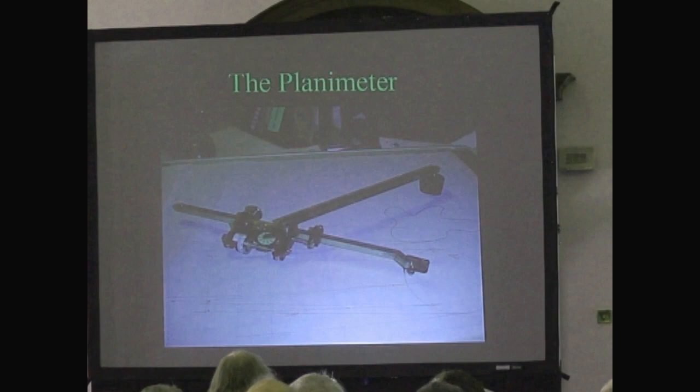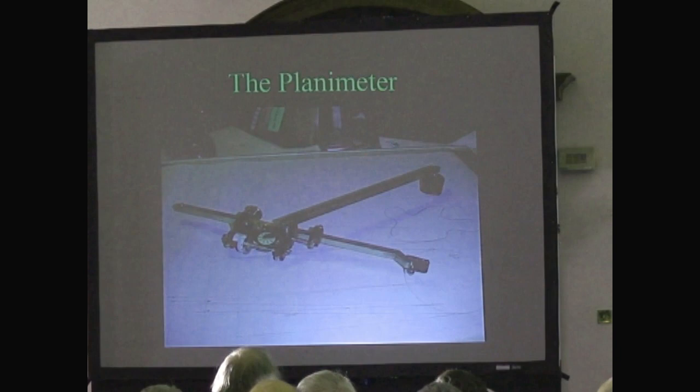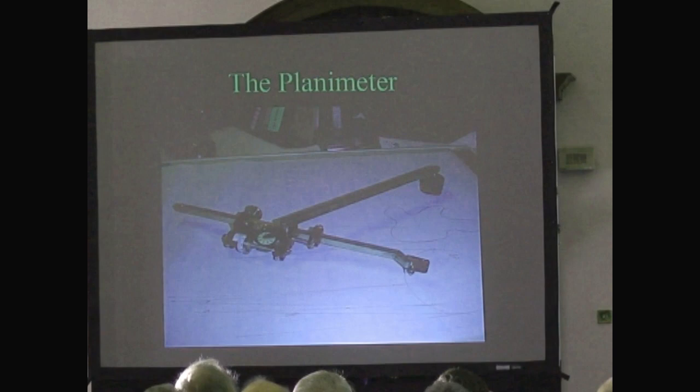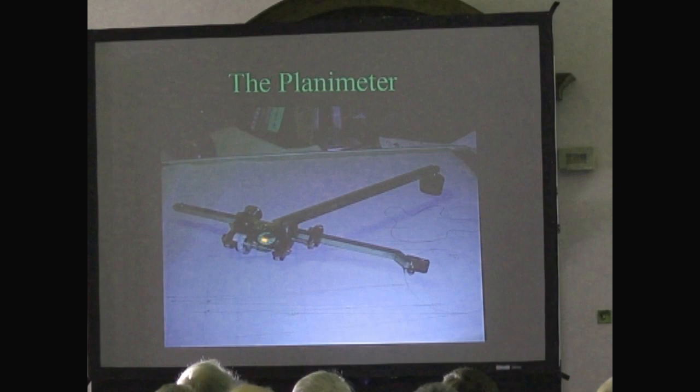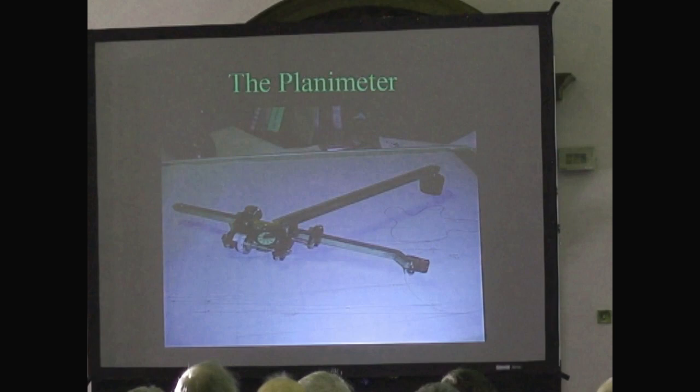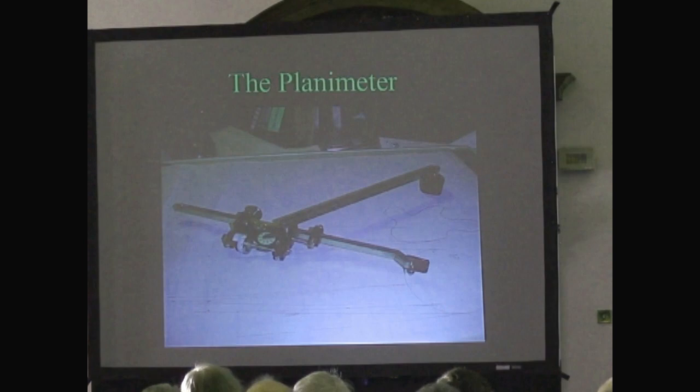And another device now for calculating areas is the planimeter. This is a nice, fairly simple one. You have a weight here which stays in one place on the table. You go around the area with this pointer here, and you can read off the area you've got on this wheel here. There are dozens of different configurations of planimeters. So this is a fairly simple one, but there are others which are much more complicated. But they work very well.